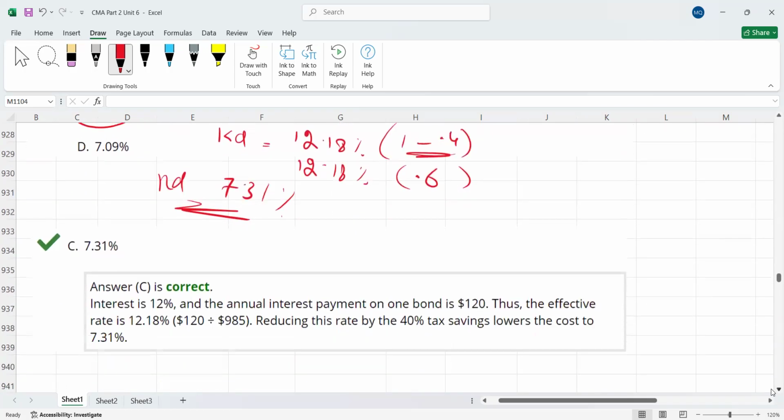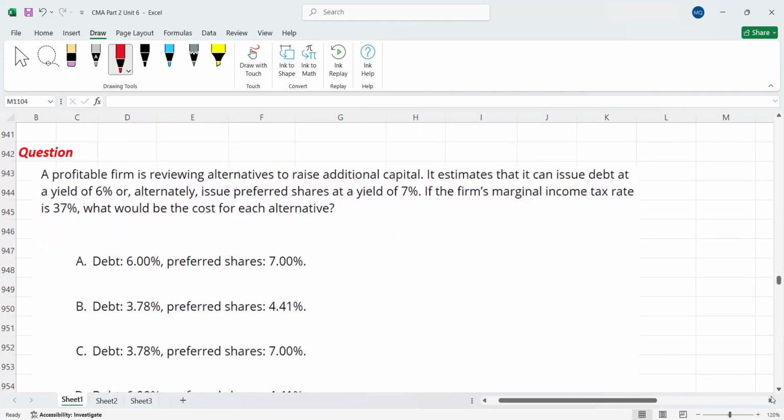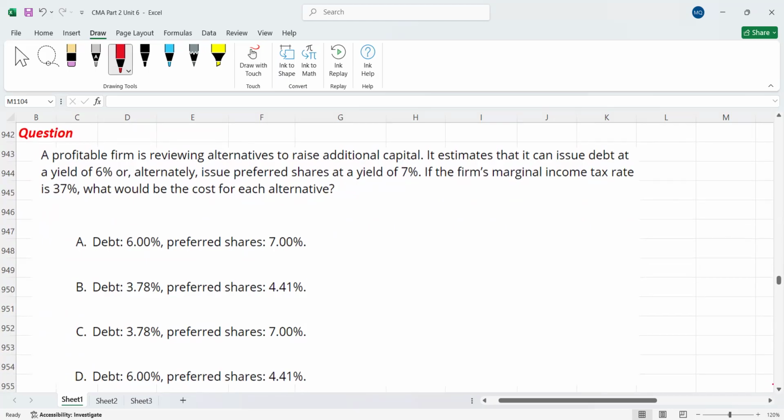Now we'll move to the next question. Okay, so here we go. We got the next question on your screen. A profitable firm is reviewing alternatives to raise additional capital. It estimates that it can issue debt at a yield of 6%. Actually, that's the cost of debt: if you want to take financing from debt, the cost of debt is 6%.